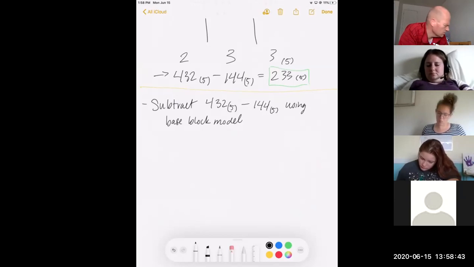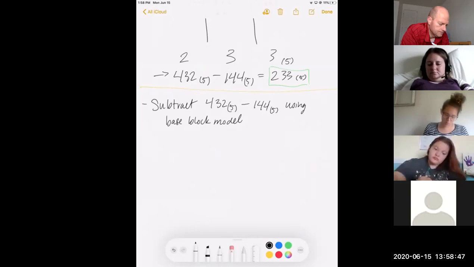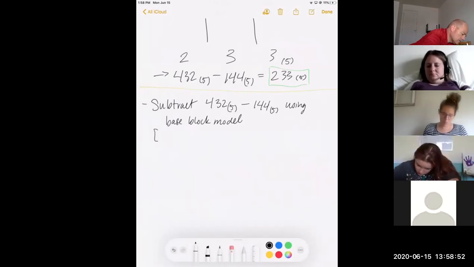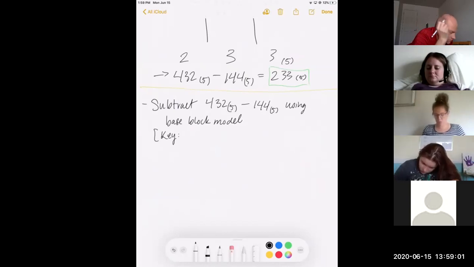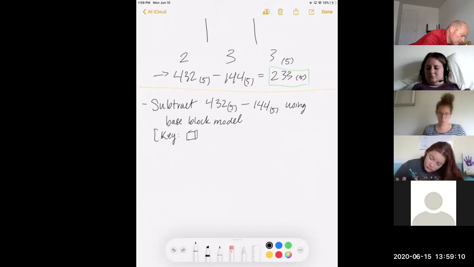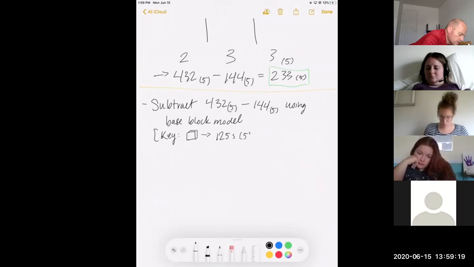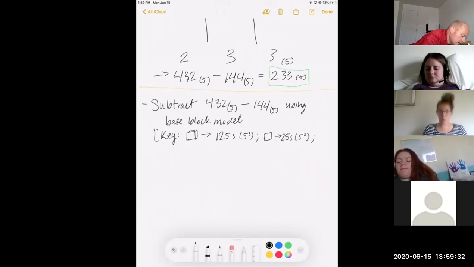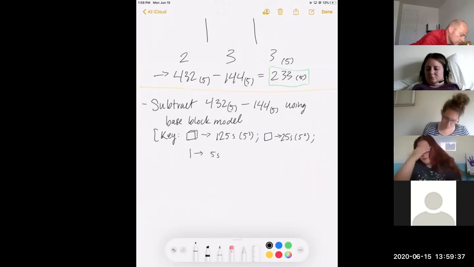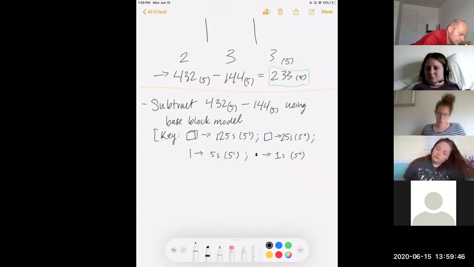What's the first thing you have to have with the base block model before you start drawing things? A key. You have to have a key, right. Start with the key. What should our key be for this one? What will each block be worth? Your hundreds would probably be a flat. Okay. Now we're in base five, so there aren't really any hundreds. We have groups of 5 squared or 25, right? Well, the cube will be 125s. The flat, you're on the right track, is the 25s, for the 5 squared place. We have a rod, which corresponds to the 5s place, a group of 5 cubes. And then the dot will be little cubes, corresponding with 1s, which are 5 to the 0. That's a good key.